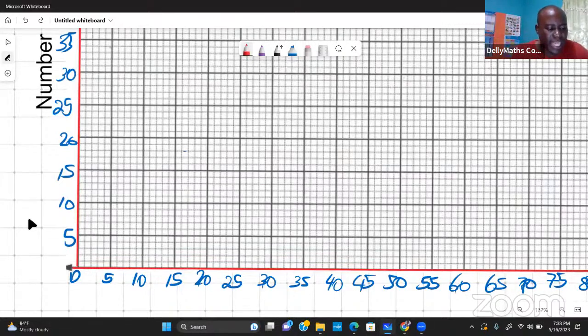We will be plotting 10.5 with 2. 10.5 with 2 is right here. 10.5 is in the empty gap, and 2 little lines is 2. Next movement, 20.5 with 7. Right here. 30.5 with 16. 16 right here.